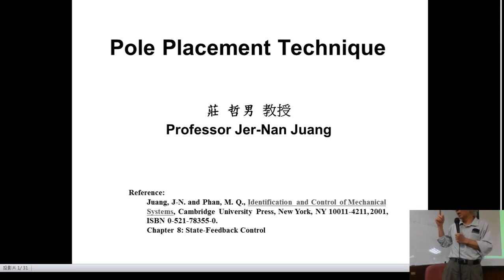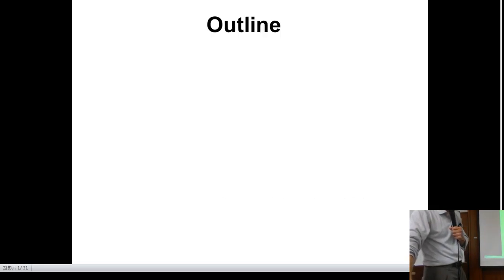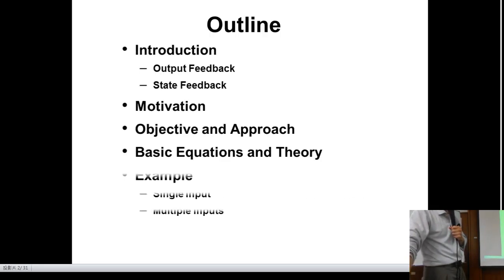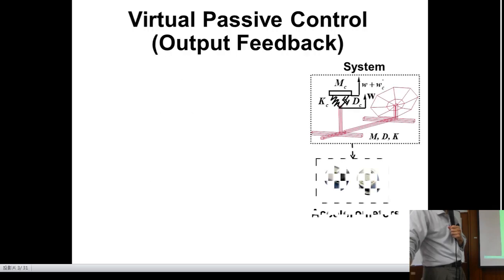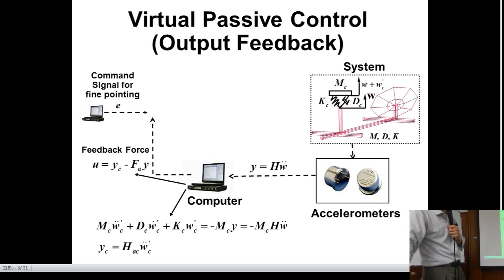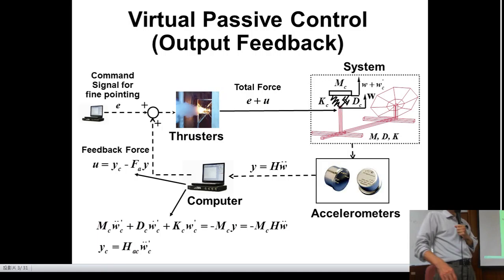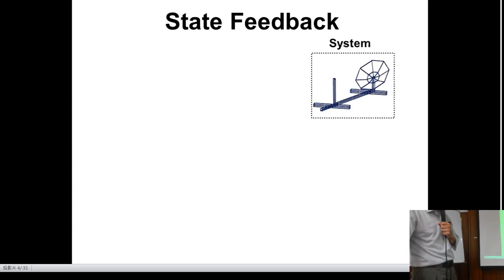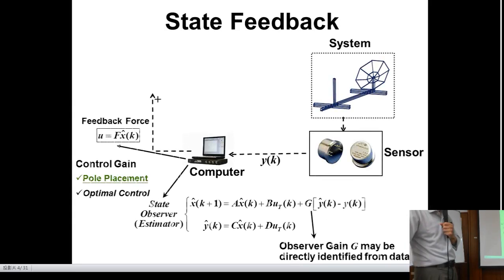Now today, I think we talked about this two weeks ago, a little bit. Let me review just a little bit quickly, so that you still remember what I did, and I also remember what I did. We already learned virtual passive control, the output feedback technique. And here we talk about the state feedback.